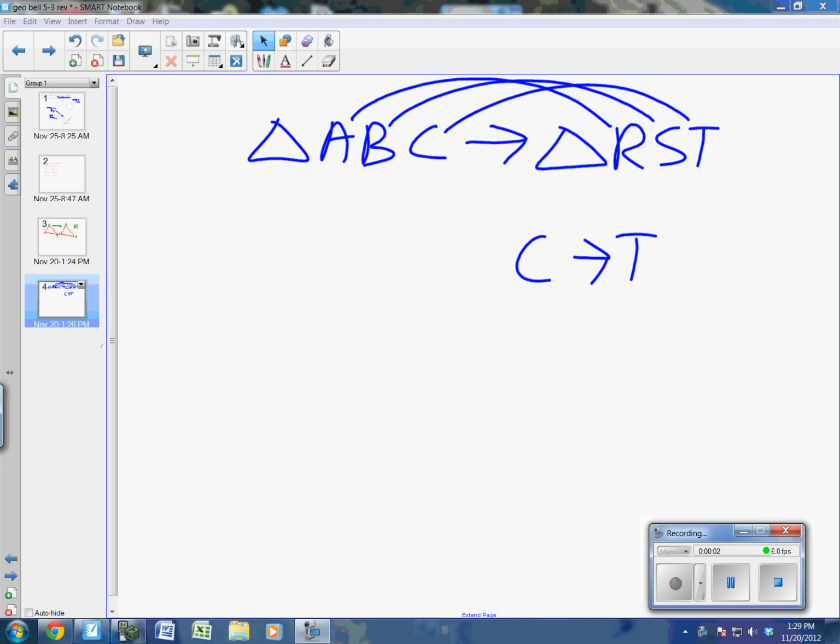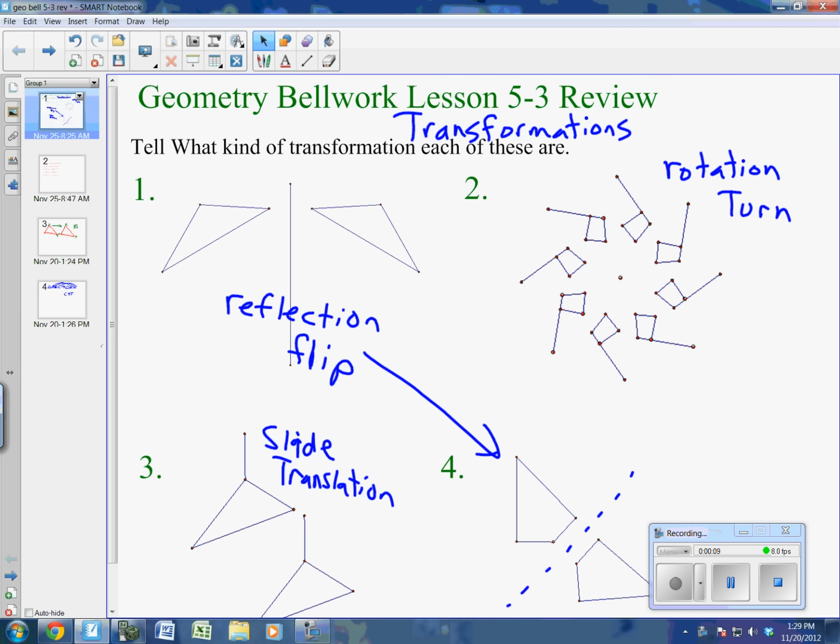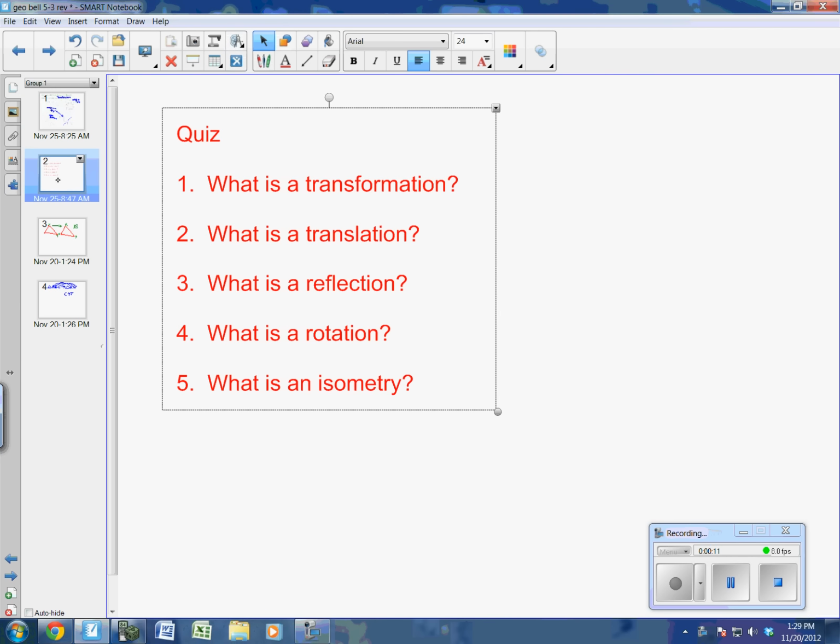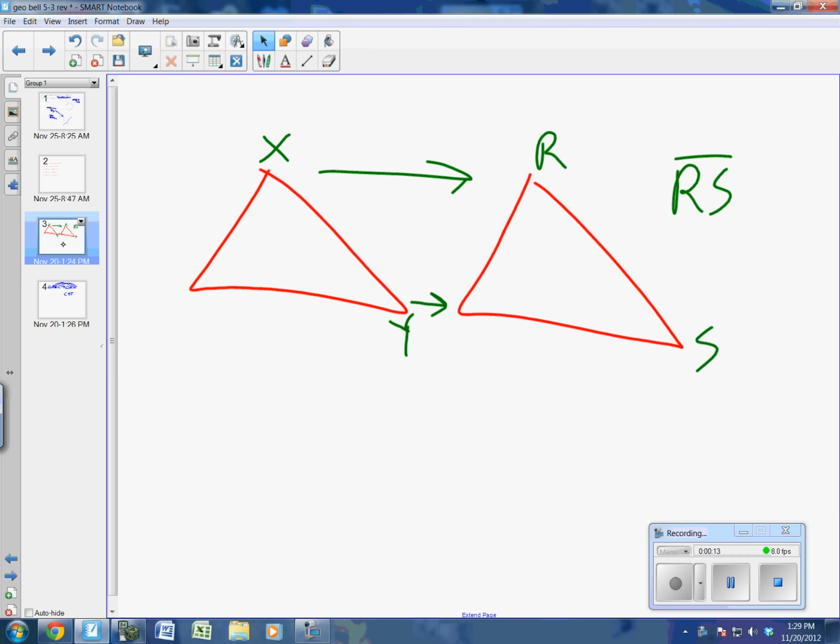Okay, I forgot to turn this on. I just remembered to. So, we went over the homework, went over the bell work. That was the bell work. That was another bell work problem. And we went over 2 questions.